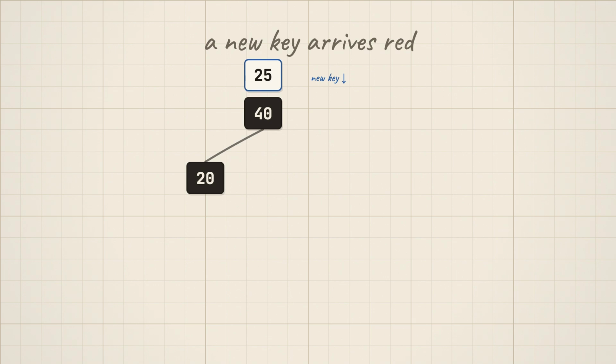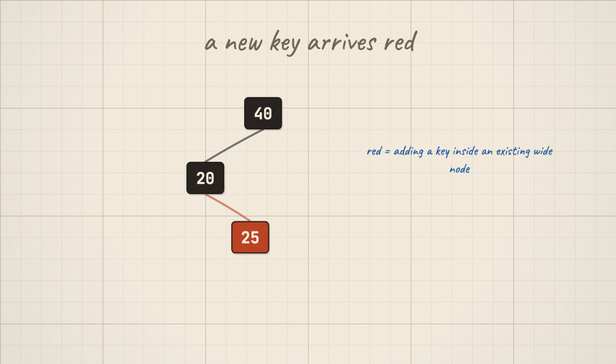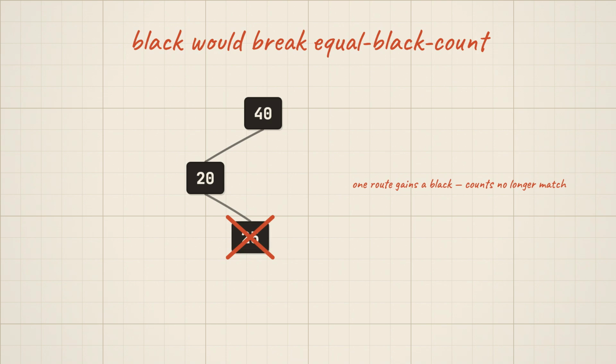How do we add a key directly to this binary representation? First, insert it exactly as we would in an ordinary binary search tree. Color the new node red. Why red? Because red means we are adding another key inside an existing wide node. Making it black would create a new black level on only 1 route and immediately break the equal black count rule. Red adds a key without adding a new real level.